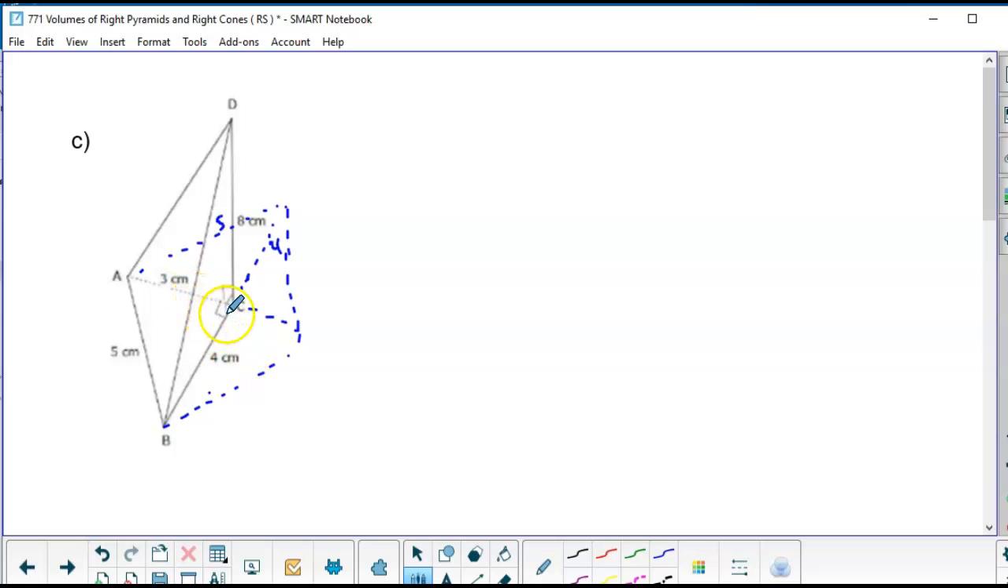Really what we can do is this: this is a right triangle here, so the base is going to be 4 of them. When we get our volume, it's going to be 1/4, first of all, because it's a quarter of a pyramid. What is the volume of a pyramid? It is 1/3 the area of the base times the height.